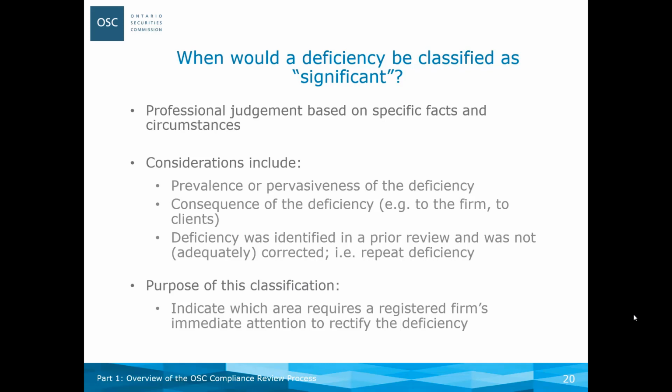So here we look to prior compliance reports, reports received from other regulators, and even reports from a firm's compliance consultant. So if a deficiency was previously raised and not rectified by the firm, this may suggest a lack of commitment by the firm to compliance. We use this classification to signal to you which areas of noncompliance are more serious and where you should be focusing your resources and efforts on today.